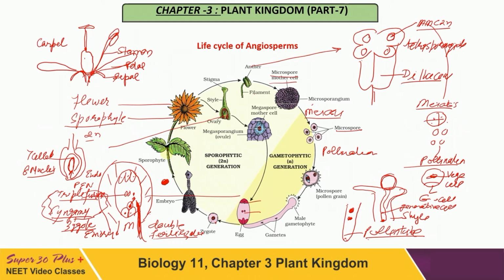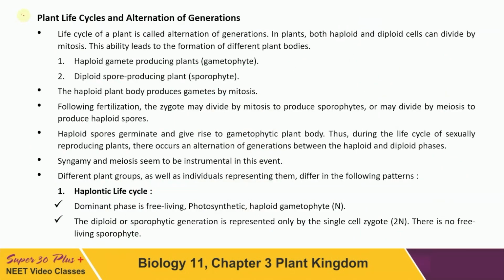Yes. Come to the next, a very important point. You have seen by now different types of plant groups in the plant kingdom, starting from multicellular algae, then bryophyte, pteridophyte, gymnosperm and angiosperm. We have to see different types of life cycle and alternation of generation. The life cycle of a plant, the complete life cycle, is called alternation of generation.